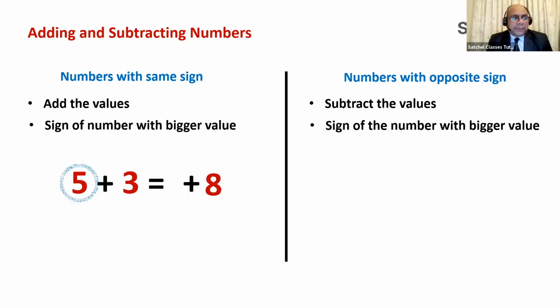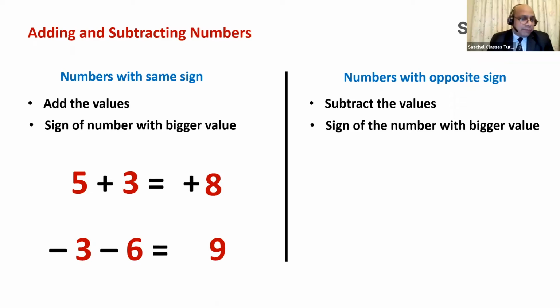How about this? Minus 3, minus 6. Once again, both the numbers are negative because both are preceded by a minus sign. So as per the rule, we'll first add the values. 3 plus 6 is 9. That gives you the magnitude of the final answer. And how do we decide upon the sign? Which is the number with bigger magnitude between 3 and 6? It is 6. And what is the sign of 6? It is negative, right? Minus. So your final answer will be minus 9. Interesting, right?